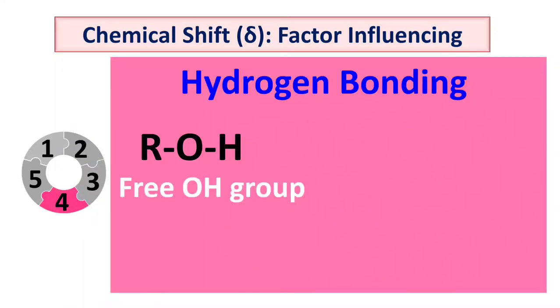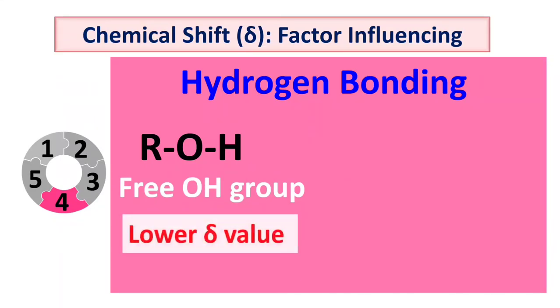The fourth effect is called hydrogen bonding. Now let us consider that the alcohol in the molecule is free and is not engaged in any extra bonding. In such cases, remember the chemical shift delta of this hydrogen will always be lower because it is not engaged in any kind of extra bonding.